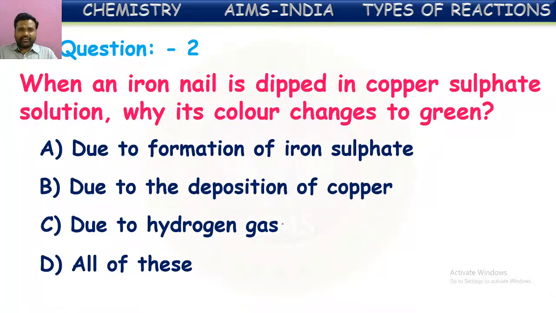When an iron nail is dipped in copper sulfate solution, why does its color change to green? So initially the copper sulfate solution, as we have seen, is blue in color. When an iron nail is dipped into the solution, the color changes to green. This is due to the formation of, can you guess the answer? Is it A or B or C?